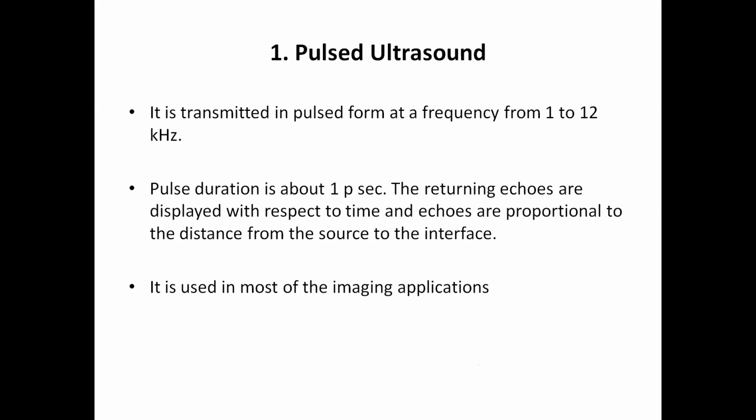Number one, pulsed ultrasound. This pulsed ultrasound can be used when the transmitted signal frequency is 1 kHz up to 12 kHz. The range where the transmitted pulse has up to 12 kHz frequency is categorized as the pulsed ultrasound model. We expect some echoes which are displayed with respect to time, and echoes are proportional to the distance from the source to the interface.